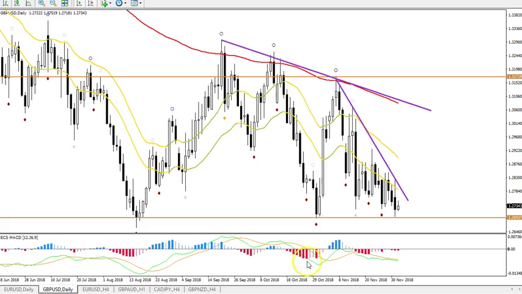Now, with regard to pound dollar, it is still in the triangle pattern. I apparently forgot to mention the triangle pattern on the previous video. I did in the videos before that, but basically, yes, there's a triangle going on here.